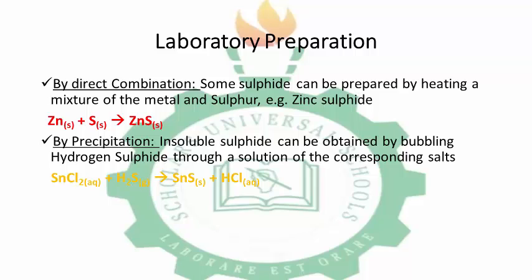And the precipitation method is used to produce insoluble sulfide. Insoluble sulfides like tin sulfide. The tin sulfide is an insoluble sulfide. Other insoluble sulfides that we have include mercury sulfide also. Please take note that we can prepare them using the direct combination method or the precipitation method. Please take note, you can't prepare them using the neutralization method. Take note of that.